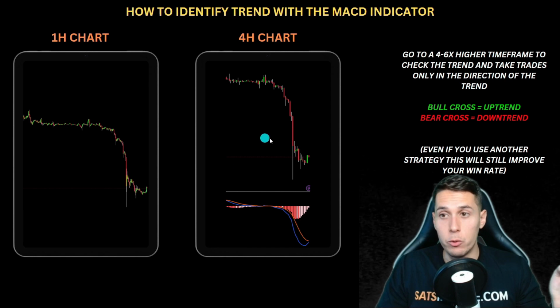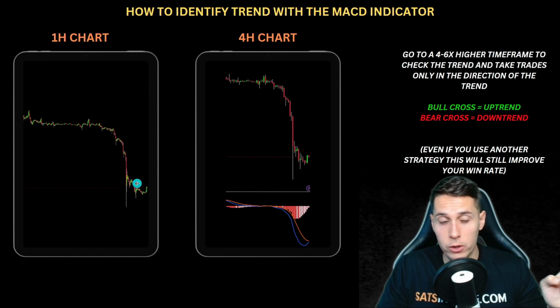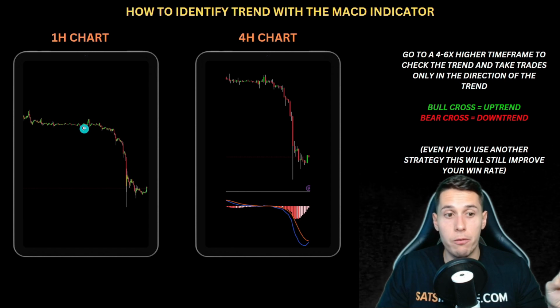However, if you do this and you increase your time frame 4 to 6 times, you're gonna have an edge, right? Because you are not going to look for longs during this whole time. You are going to be looking only for shorts.